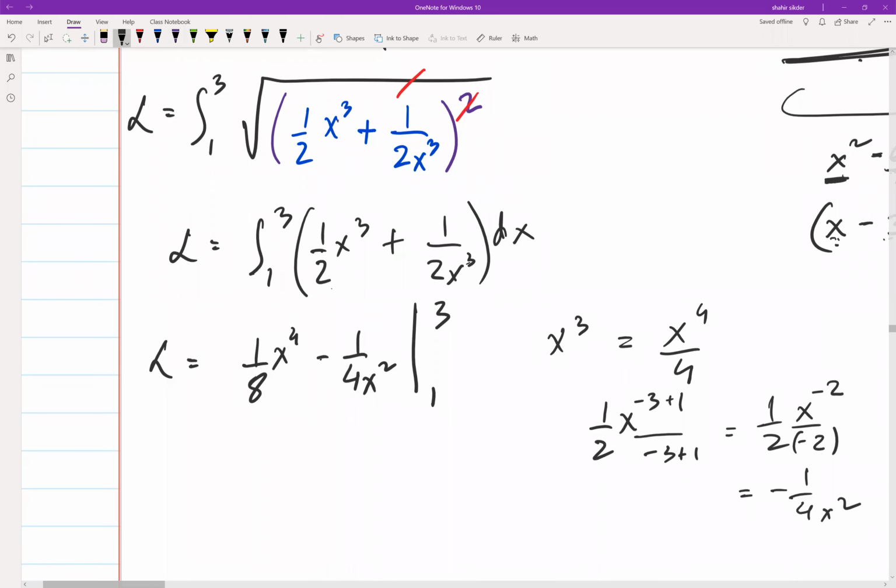Plug in the upper bound on both terms, plug in the lower bound on both terms, and you should end up getting 92/9. Very, very, very important.